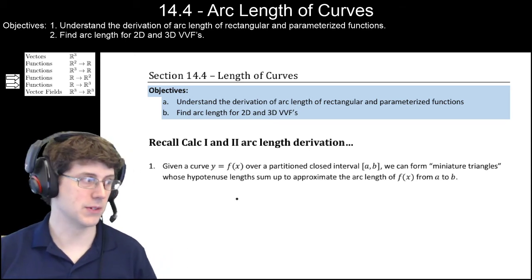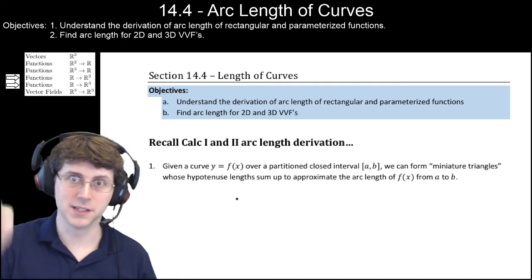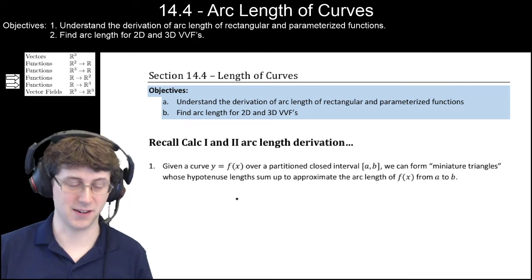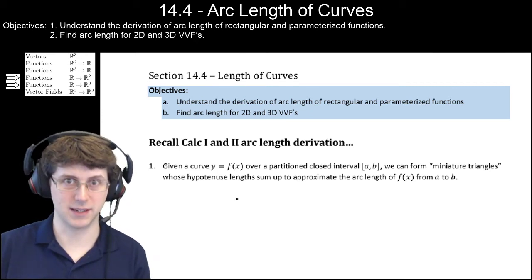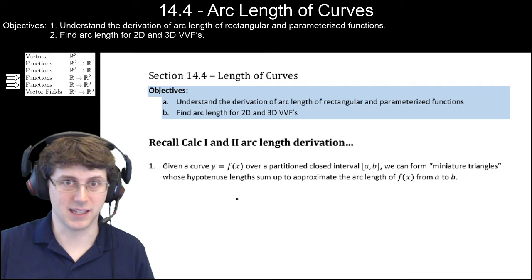In Calc 3, we're mostly dealing with more complicated kinds of functions, vector-valued functions, where you input a number, like a parameter time, and you get out a vector in either the plane, like you get a 2 vector, or you get a space vector out with 3 components. We still want to be able to find arc length using this.